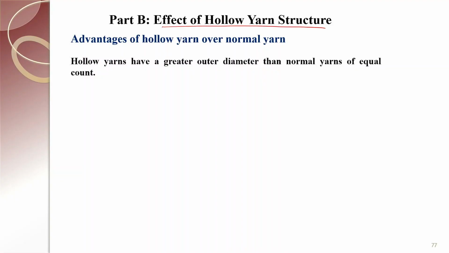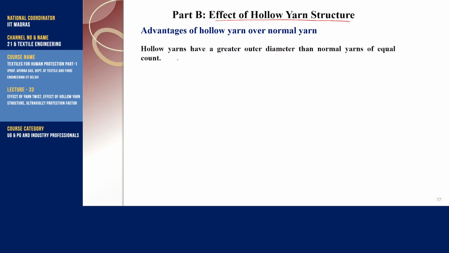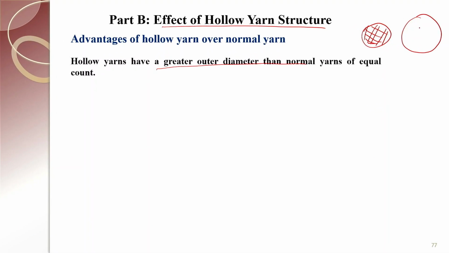So, the advantages of hollow yarns: a hollow yarn with the same linear density, equal count, will have a higher outer diameter than a normal yarn, that we have discussed. This is the solid cotton yarn, and to keep the same yarn count, this is the hollow yarn. Hollow yarn will have a higher diameter, which will result in better covering.